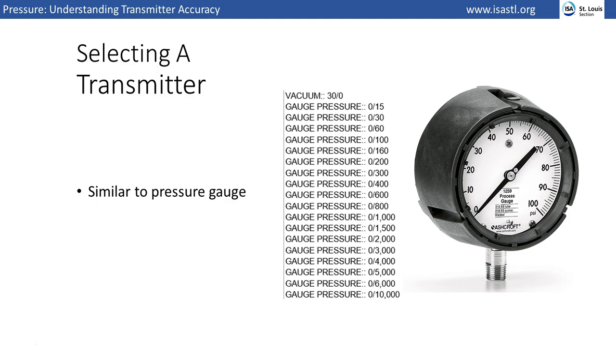The same thing can go into selecting a pressure gauge. If you were measuring a normal operating range of, say, 5 psi, which one of these gauges would you buy? How about if I told you that 100 psi was your normal operating range?